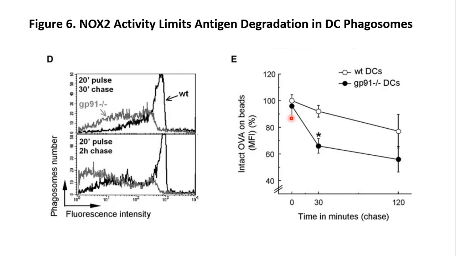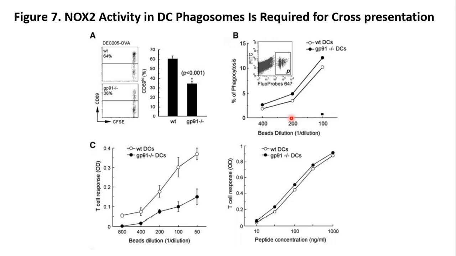So to examine if excessive acidification and antigen degradation in phagosomes affected antigen presentation, they evaluated cross-priming of adoptively transferred OVA-specific CD8 OT-I cells into wild-type and gp91 deficient mice after selective targeting of OVA to resident DCs.